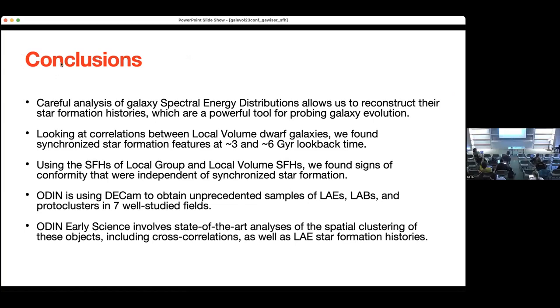Right, and we have our second question. Hi, Eric. This is Martin Rey. Really interesting talk. I was wondering whether you had any ideas of what could be causing the synchronized and conformal star formation histories in the local volume. This is a very large volume for very tiny galaxies. So what do you think is correlating them on such a large scale?